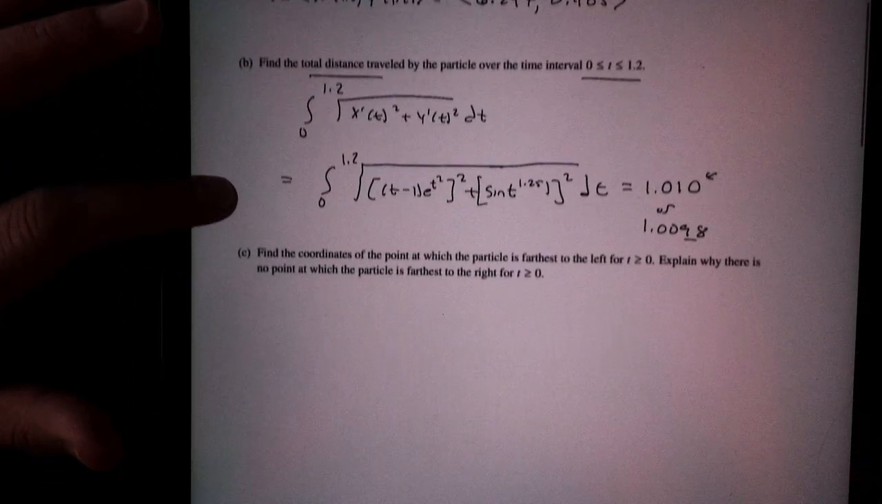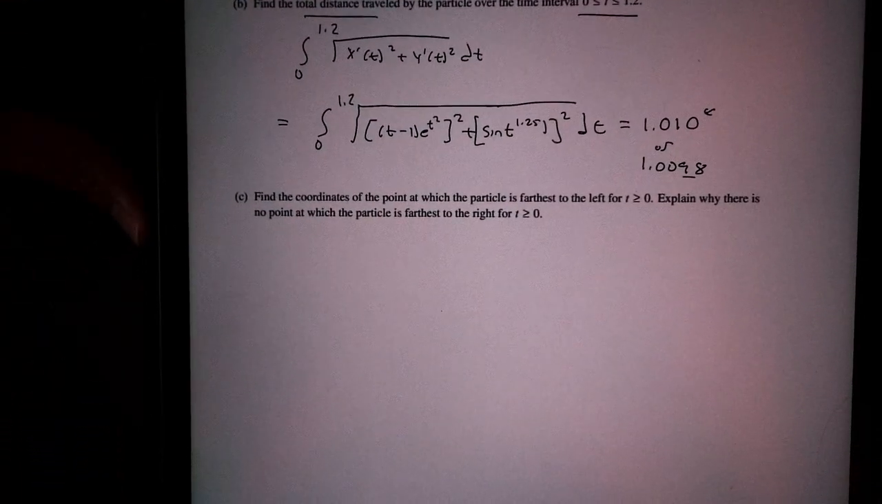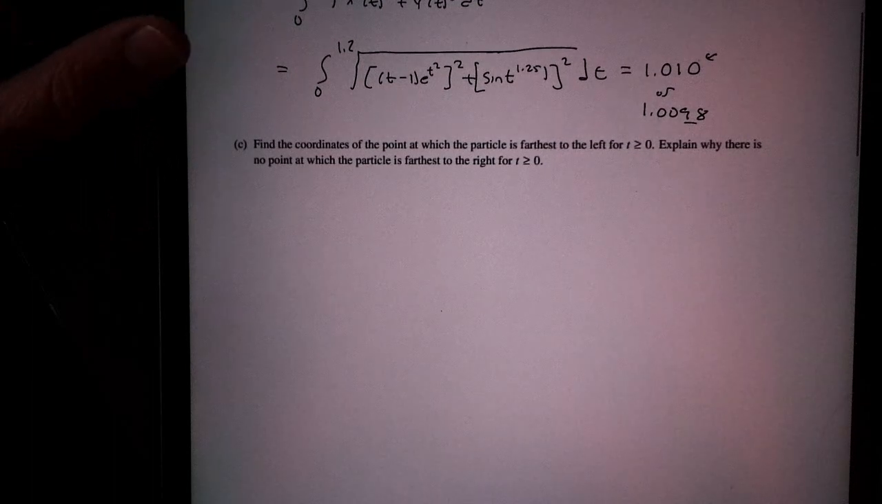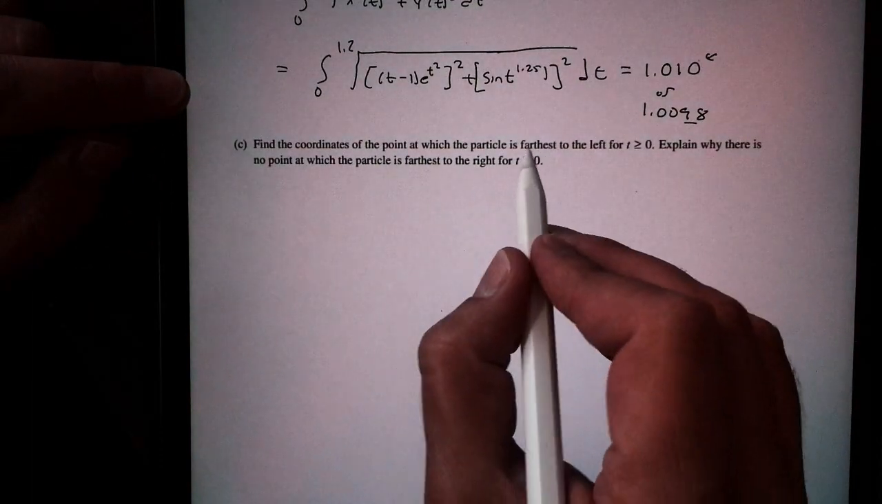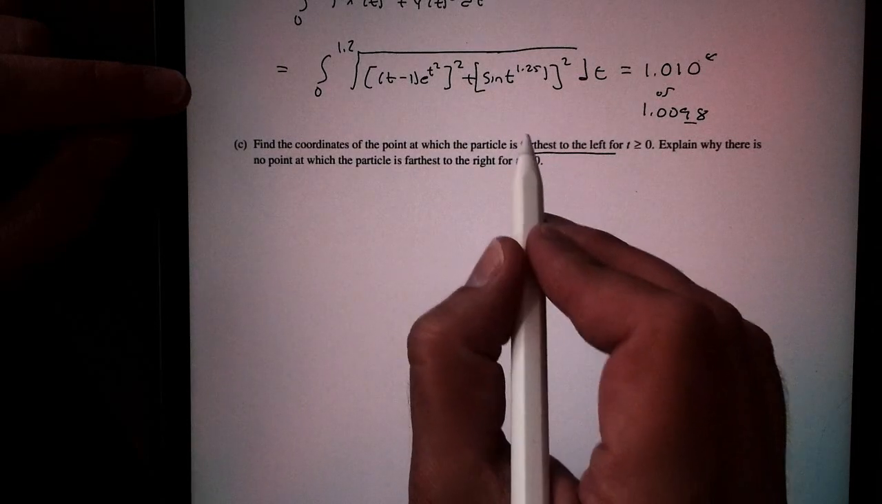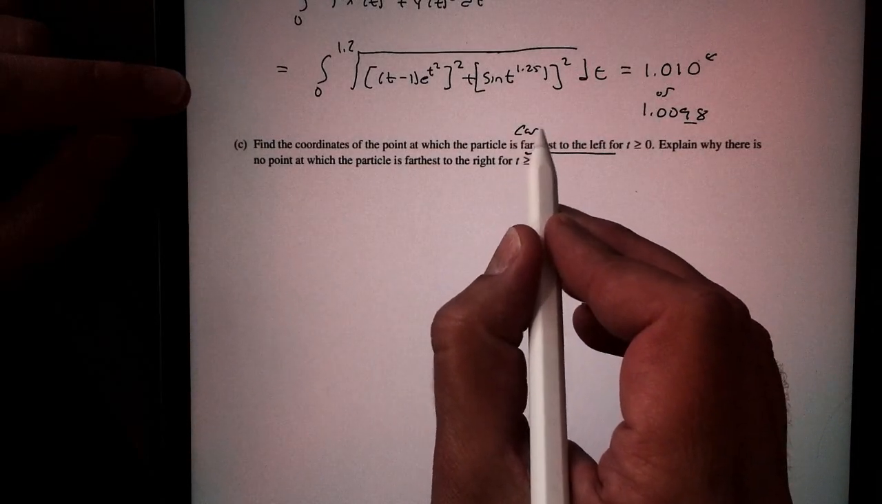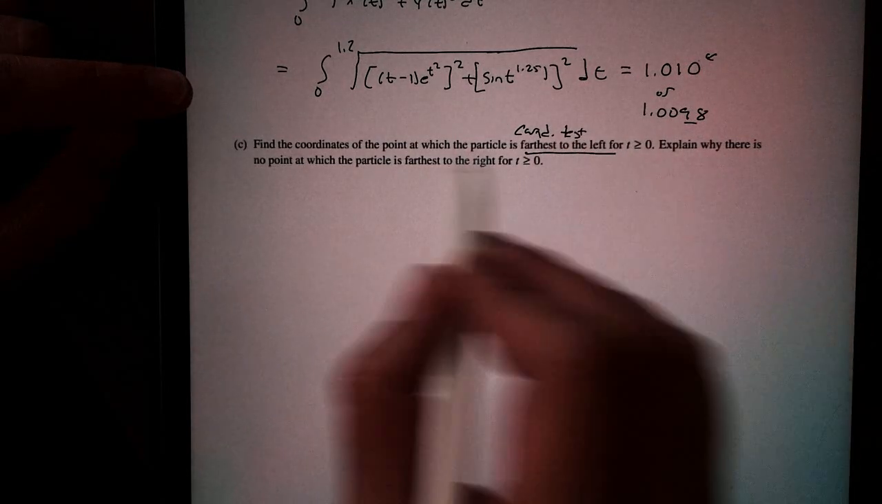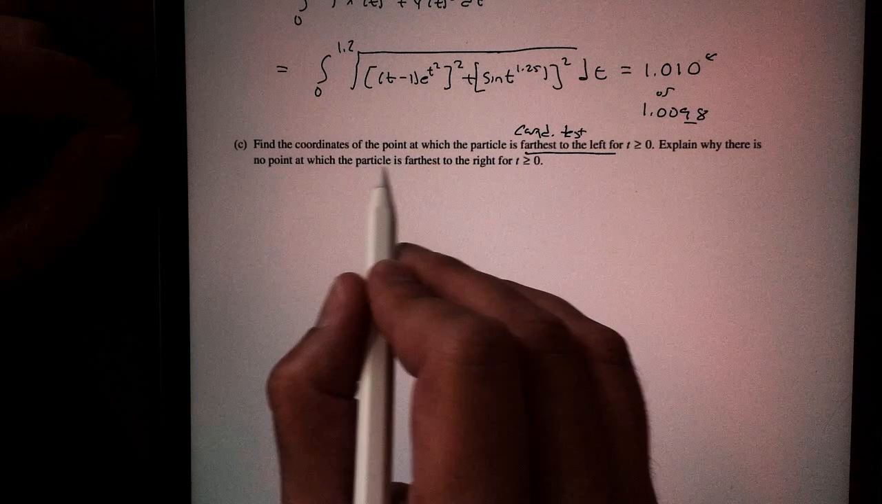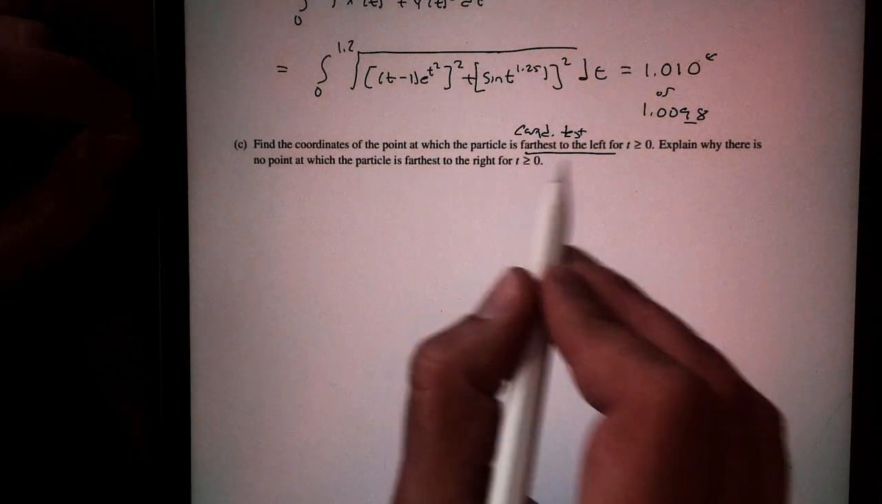Alright, so for part C, let's take a look here. Now here comes the FTC step. Find the coordinates of the point at which the particle is farthest to the left. Now I'm thinking candidates test right here. Explain why there's no point at which the particle is farthest to the right. We'll talk about that later.